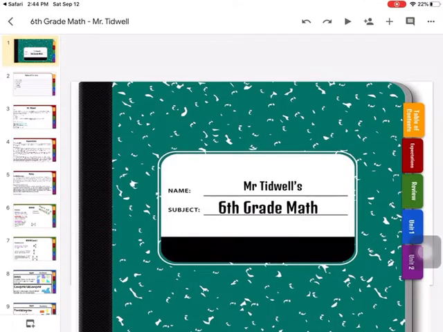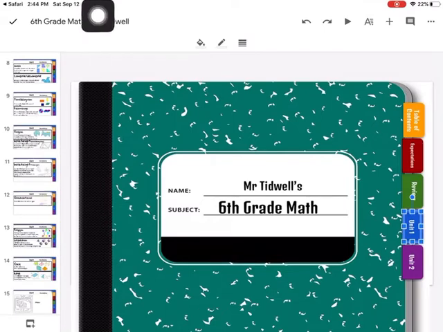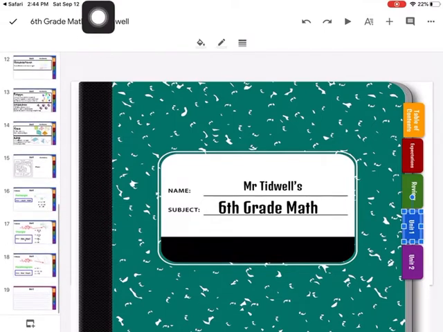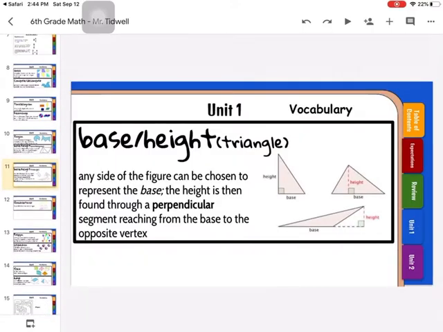All right. Once again, going to Unit 1. You can either get there from this side, clicking the link, or you can just scroll down here on the left side, which I'm going to do right now. So we've talked about our vocabulary terms over the last several days. Once again, I'm going to go to this one again, talking about base and height.